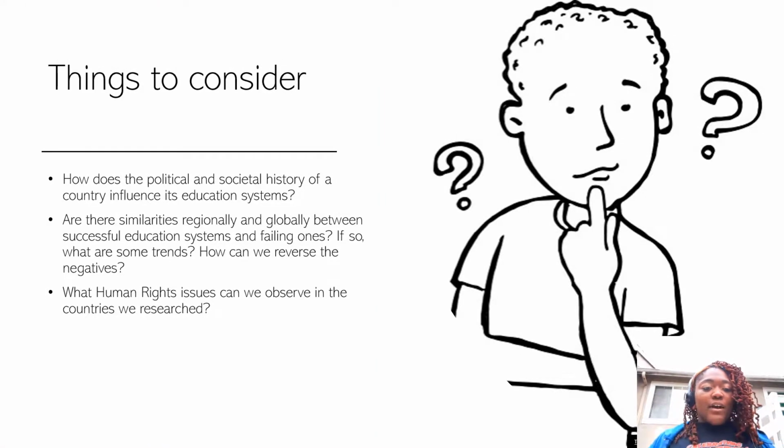To start off, we have a couple of questions. How does the political and societal history of a country influence its education systems? And can we notice any trends or similarities between regions and globally in the world? What are some human rights issues that we can observe in the countries that we research?